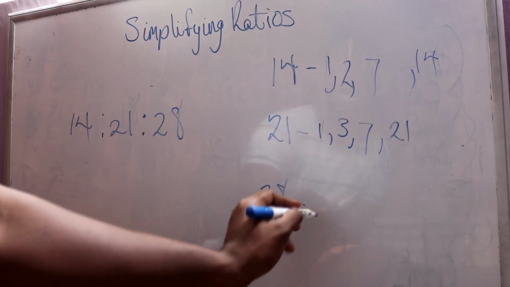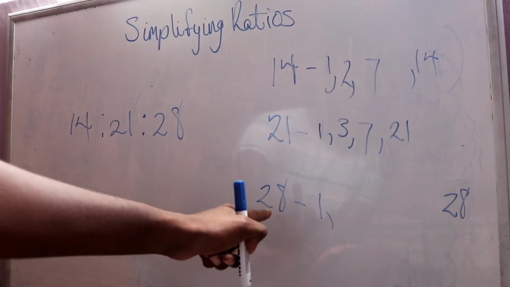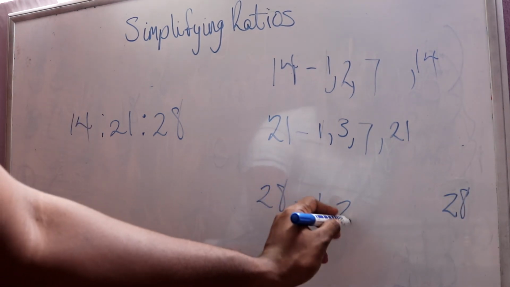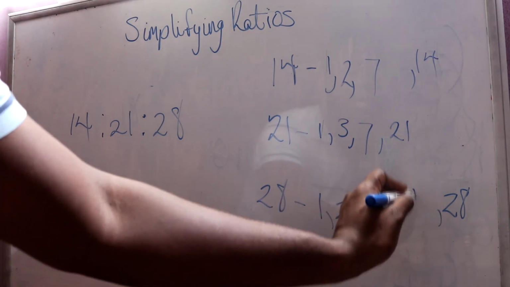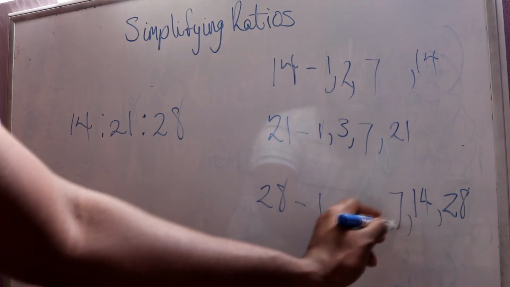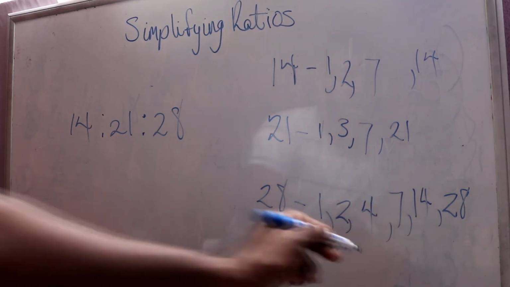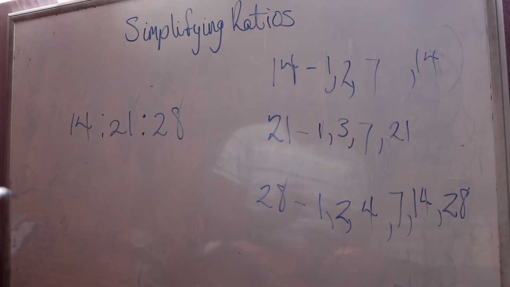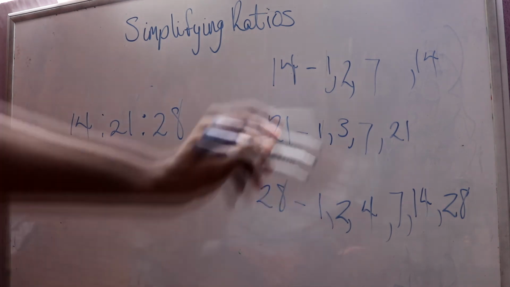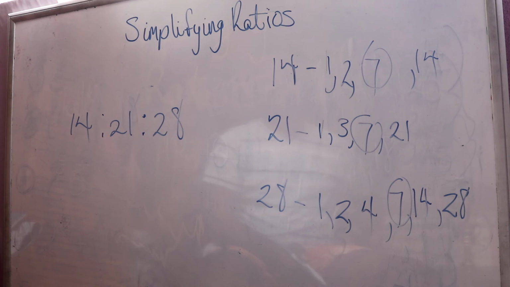And for 28, well, we start with 1 and 28. It's an even number, so therefore 2 is in there. 2 14s are 28. 14 is in there, which means 7 is also in here. And 7 4s are 28. So those are the factors for 28. And if you look at them, the HCF will be 7. Alright? So which means you have to divide each of these by 7.